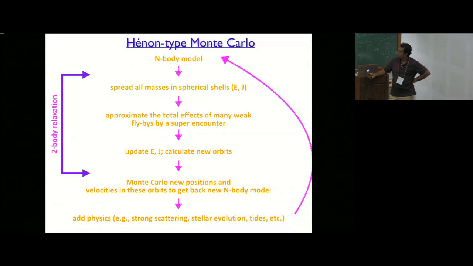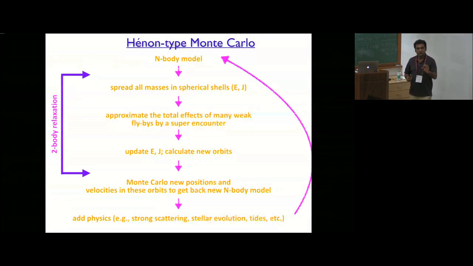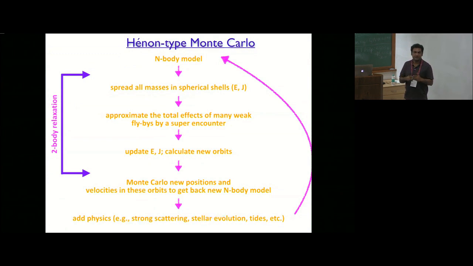Okay? So this is often called a super encounter. So you are not really resolving all the small delta V's because you don't need to. You take a representative delta V that essentially represents the cumulative effect of all of these random delta V's. After you change the orbit, you update the energy and angular momentum. You calculate the new orbits.